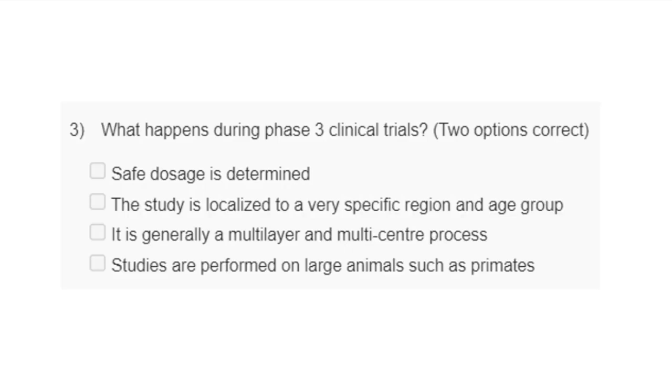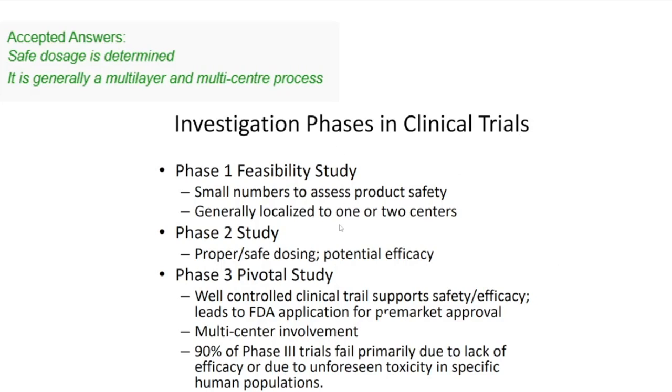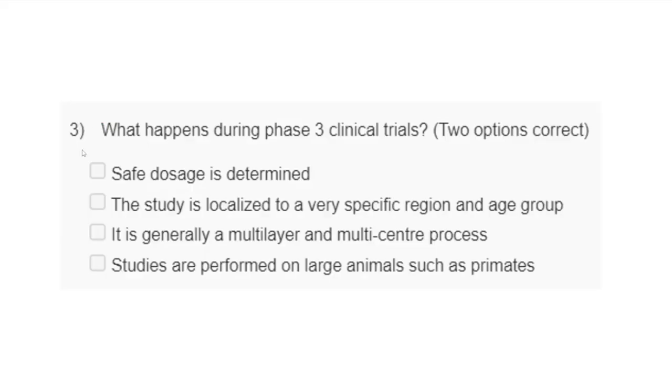What happens during phase 3 clinical trials? You have to select two correct options. So safe dosage is determined, and it is generally a multi-center process would be the correct options. In phase 1, product safety is checked. Phase 2 is also safe dosing and potential efficacy, and phase 3 is again safe dosage and efficacy, as well as multi-center involvement. So the first option and third option will be the correct answer.